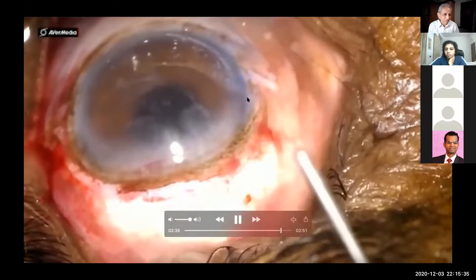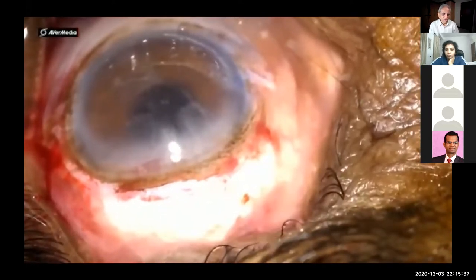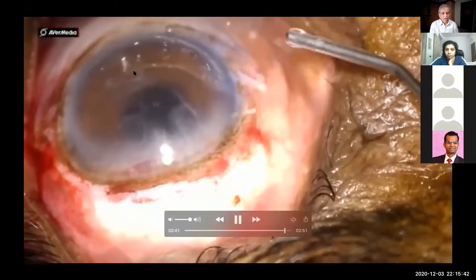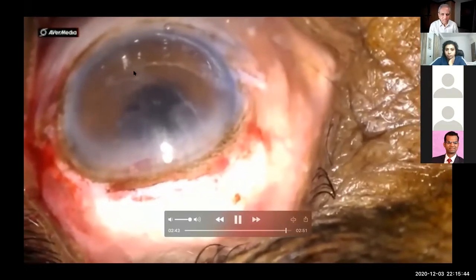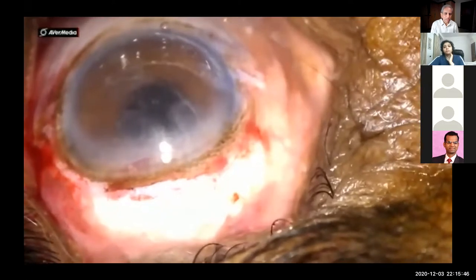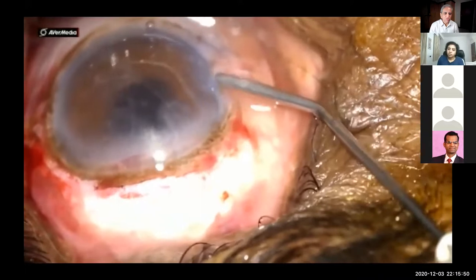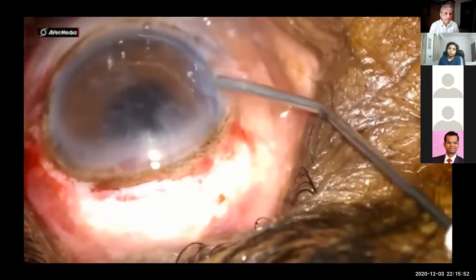Every case, pre-op and post-op, you should do endothelial count, especially when you're learning, when you're changing your technique. So many times I change the technique and immediately I'm warned by a drop in endothelial count. Ideally, if the endothelial count is 2,200 cells, you should end up with 2,100 cells, not 1,800 cells.